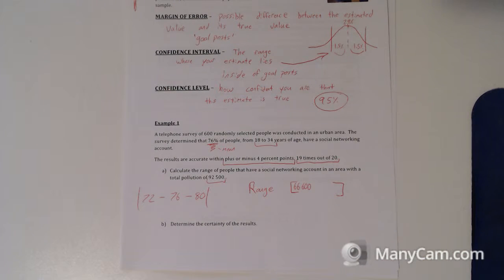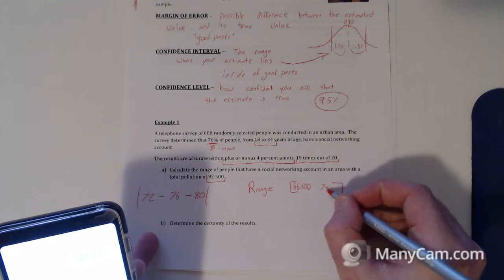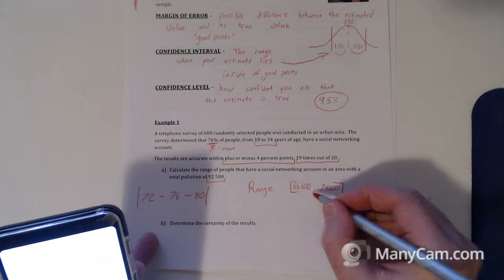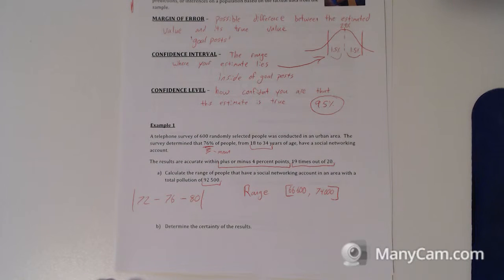So my first goalpost, I'm saying almost all the time there's at least 66,600. And then my last goalpost is 80%, so 0.8 times 92,500 is 74,000 people. So it should be somewhere between those numbers, almost all the time.